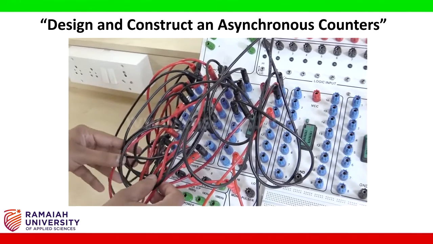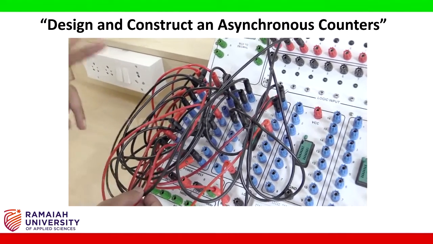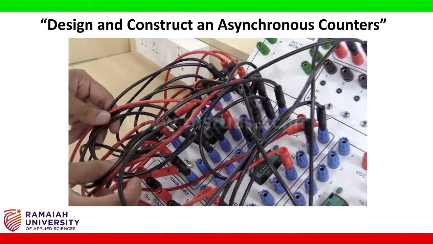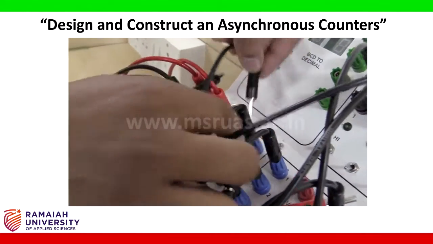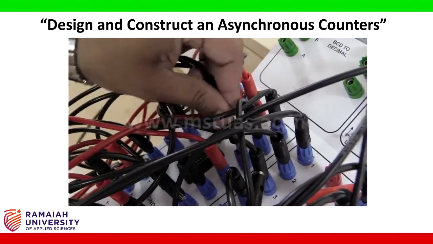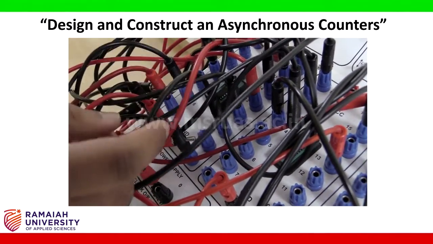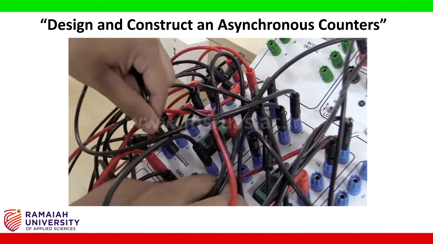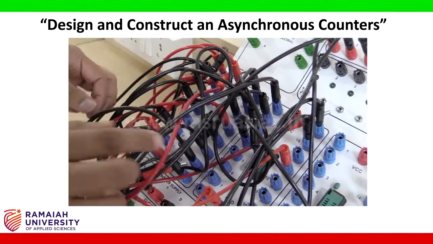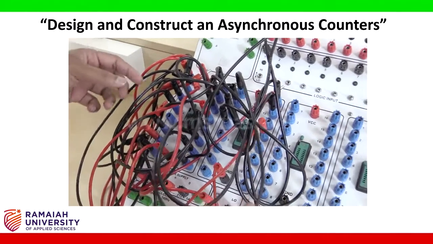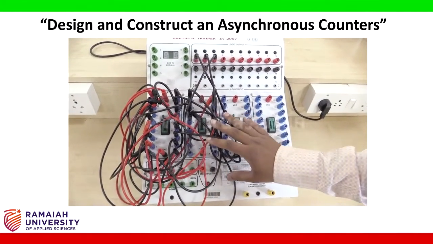Now let us connect the 3-bit asynchronous down counter. The connections for the down counter are similar to the up counter, only 2 pins have to be interchanged. So that is pin number 15 is connected to pin number 14, and pin number 1 is connected to pin number 10. The remaining outputs everything will be the same, only I have changed pin number 1 to pin number 10 and pin number 6 to pin number 14. So this completes the construction of the down counter.